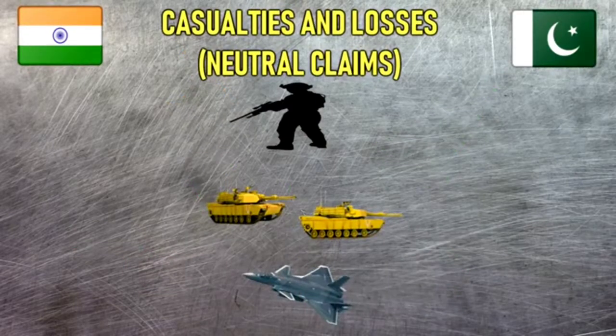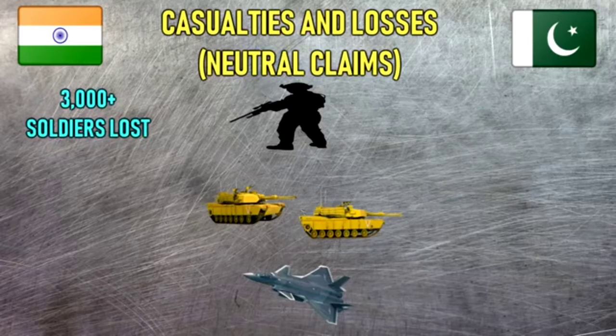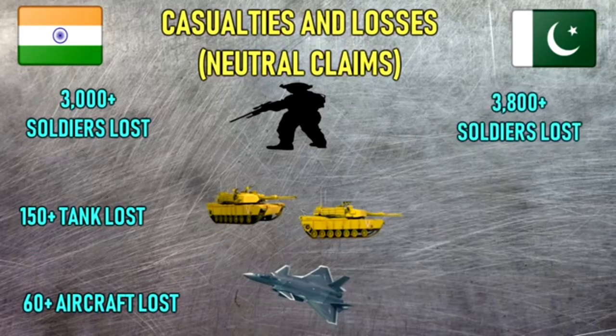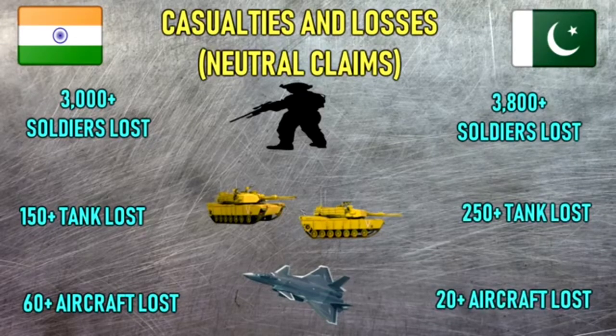Casualties and losses. Neutral claims. India, 3,000 plus soldiers killed. 150 plus tanks lost. 60 plus aircraft lost. Pakistan, 3,800 plus soldiers killed. 250 plus tanks lost. 20 aircraft lost.